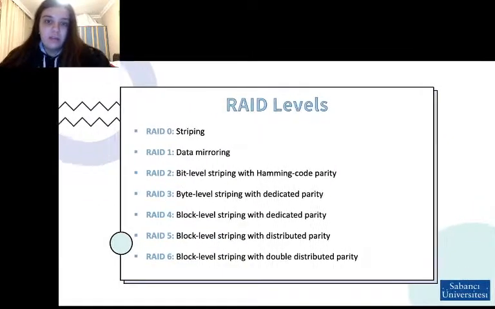There are 7 levels of RAID schemes. RAID 0 is about striping, RAID 1 is data mirroring, RAID 2 is about bit-level striping with Hamming code parity, RAID 3 is about byte-level striping with dedicated parity, RAID 4 is about block-level striping with dedicated parity, RAID 5 is about block-level striping with distributed parity, RAID 6 is about block-level striping with double distributed parity.